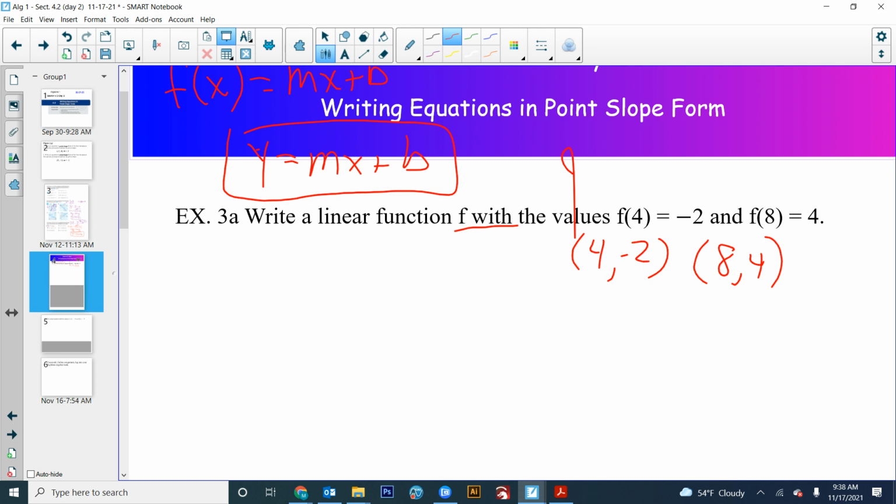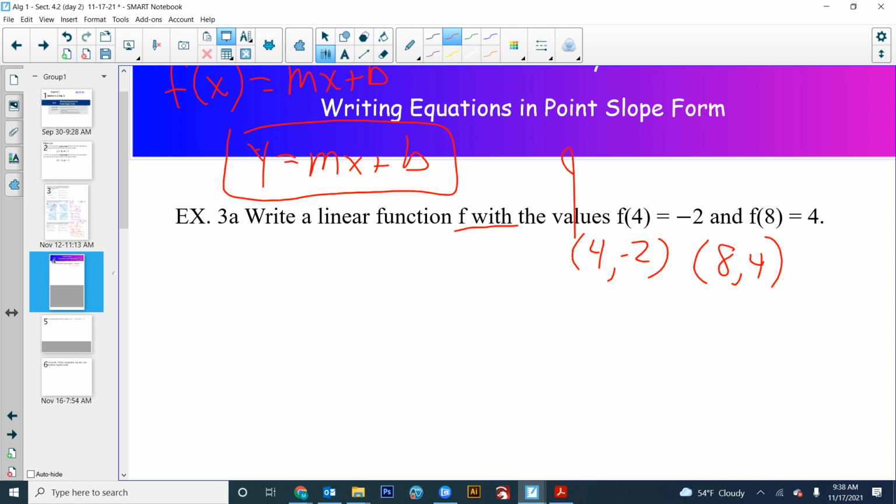Now, once we get to this point, it's exactly what we just did. We need to get the slope, pick an ordered pair, put it in point slope form, put that into what? Slope intercept form, and then when we're done, change the y to what? F of x, and we're done. That's all we're doing, okay? So let's get the slope.